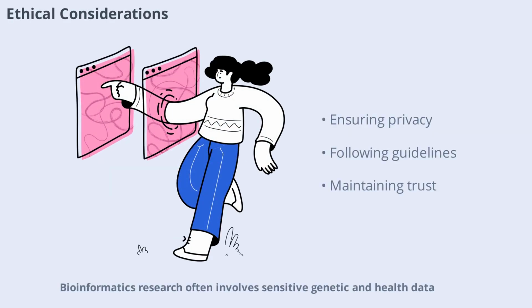Bioinformatics research often involves sensitive genetic and health data. Statistical methods must ensure data privacy, security, and ethical use. Researchers follow guidelines for informed consent, data anonymization, and responsible sharing. Ethical considerations are essential for protecting individuals and maintaining public trust in bioinformatics research.